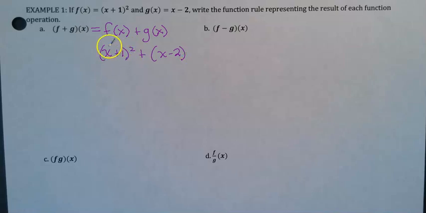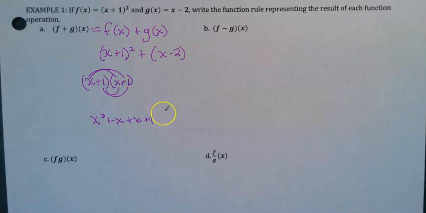Okay, so we're going to have to do some math here, right? We're going to have to distribute this. So we have x plus 1 times x plus 1. So x times x is x squared. x times 1 is plus x, plus 1. And then we still have plus the quantity x minus 2. Then we have a plus sign here, so we have to think, do I distribute? Is anything going to change when I distribute this? No. So it's just going to be plus x minus 2.